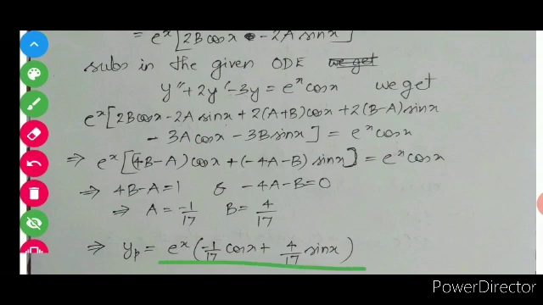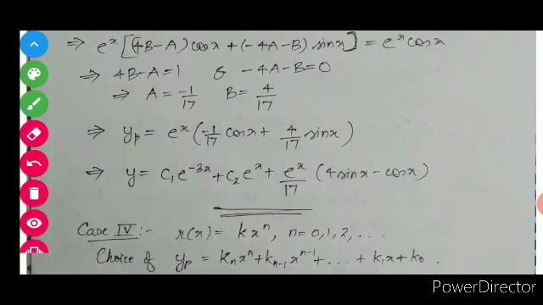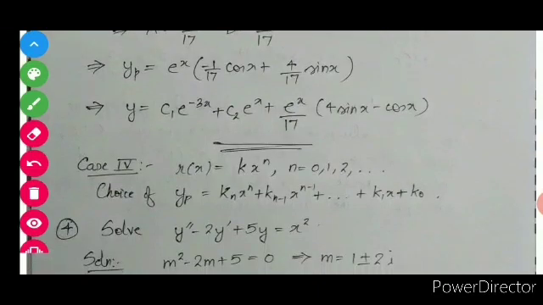So your solution will come out like this: e raised to x into minus 1 by 17 cos x plus 4 by 17 sin x. Now combining your YH and YP, you will get the general solution. That is, the general solution is YH plus YP. YH is C1 e raised to minus 3x plus C2 e raised to x, and YP is e raised to x by 17 into 4 sin x minus cos x. I hope that is clear.